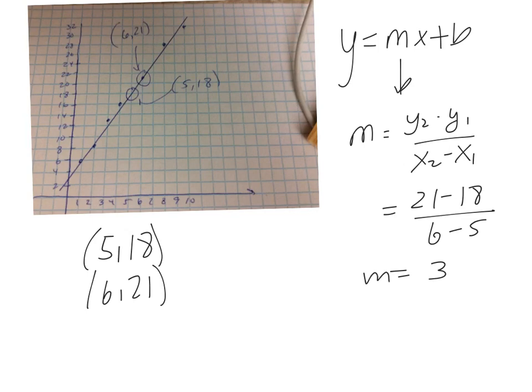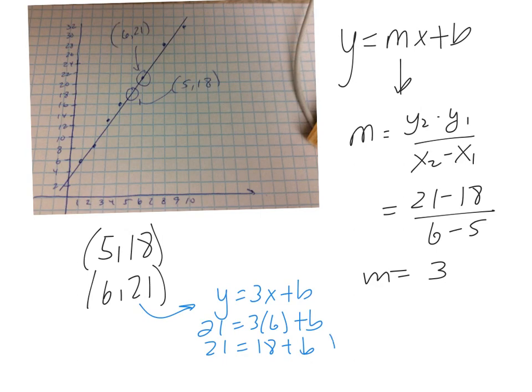So now I'm going to plug that slope of 3 back into my equation and use one of my points. So I'm going to take my point (5, 18), well actually I'm going to take my point (6, 21), it doesn't matter which one. So if I take y = 3x + b, and I'm going to plug (6, 21) in here. 21 = 3 times 6 + b, and you'll find that 21 = 18 + b, so b equals 3. So the equation of my best fit line is y = 3x + 3. That's it.